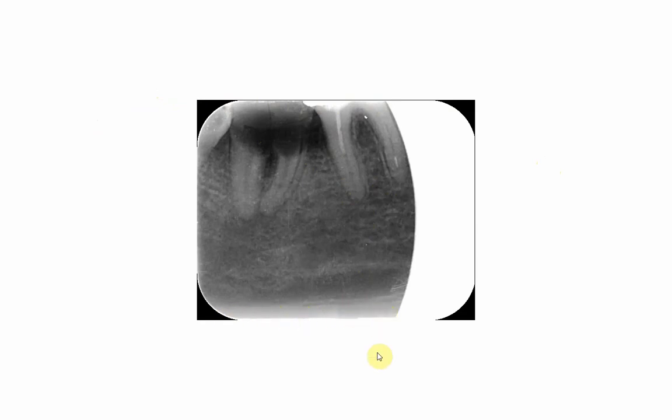So what happened here is that the operator has pushed the film so much down, actually much less than 2 millimeters above the occlusal plane. Thus the crowns of the teeth were cut off, and the coverage area was more than what we want from the periapical area of the teeth.